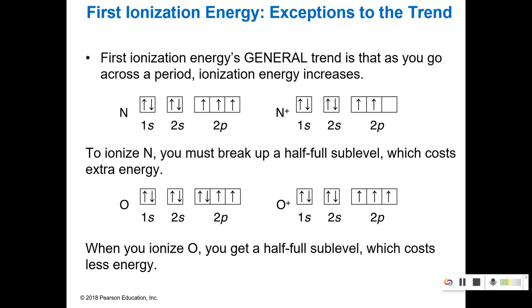Okay, also with half shells. So nitrogen has a half shell, oxygen has more than a half shell full. So oxygen will lose easier than nitrogen, and that's because nitrogen doesn't have any repulsion here, but oxygen has this repulsion there.